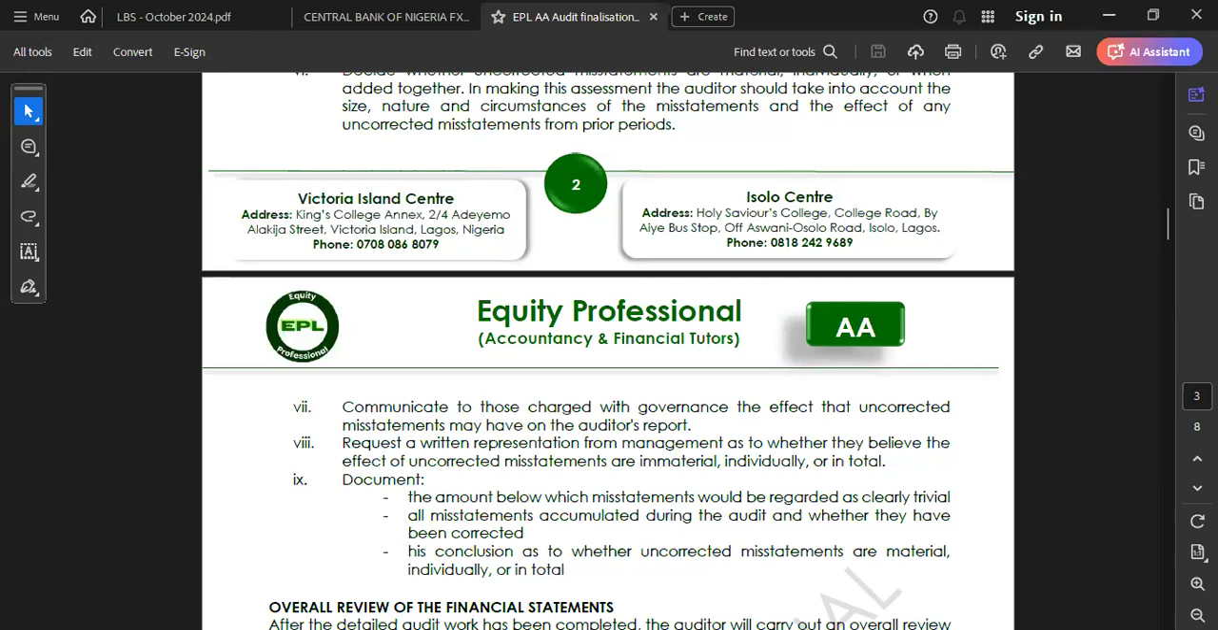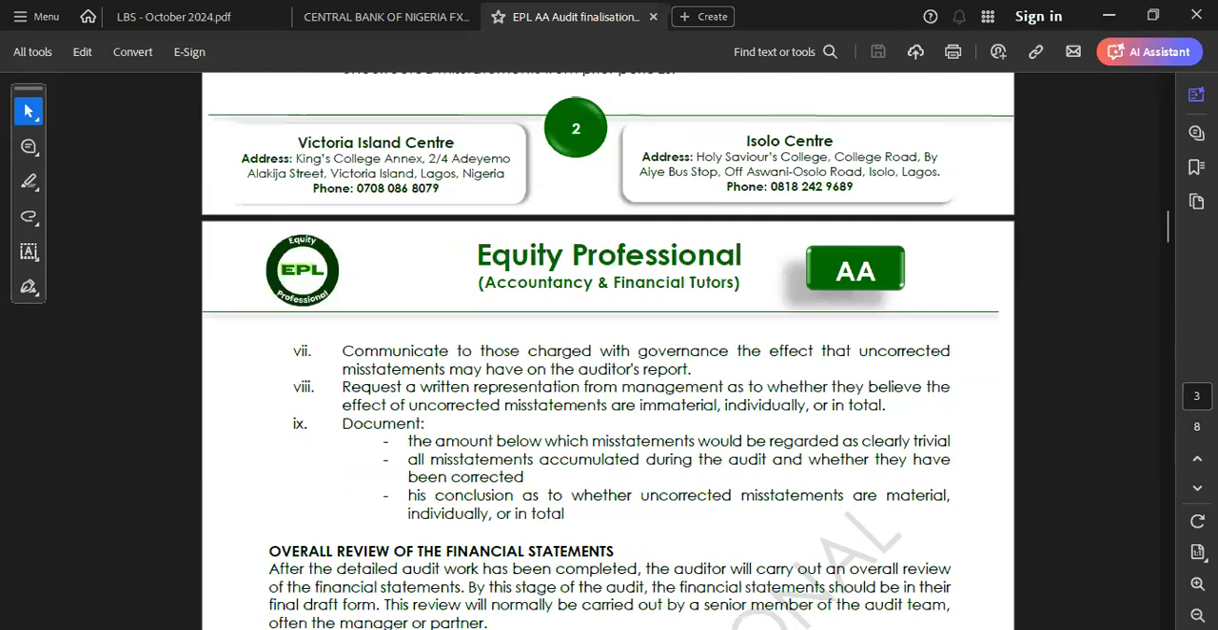And if they insist that they are not going to correct it, the auditor will now request representation from management on why they believe these things should not be corrected. Oh, they are saying it's immaterial and it doesn't have any effect. Okay, give me a letter to back that. The auditor will now document the amount which they said they are not going to correct, all the misstatements that he has identified that have been corrected and those that have not been corrected, and give his own conclusion on whether they are material or not.